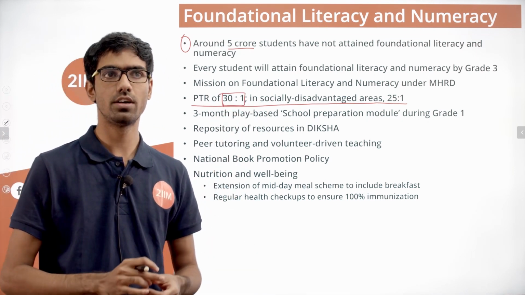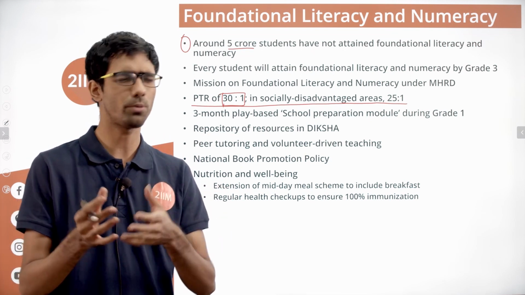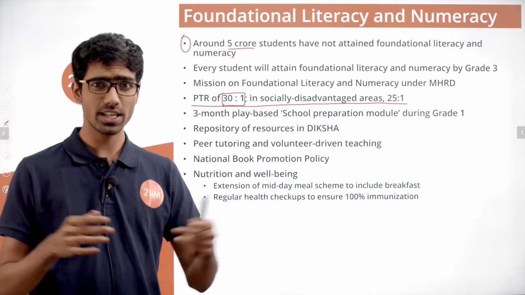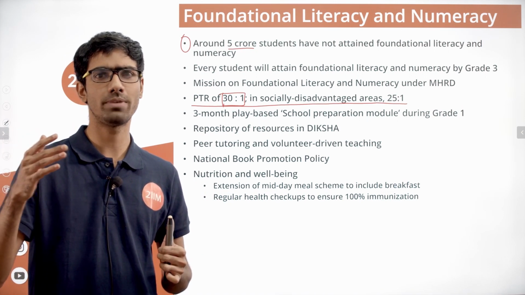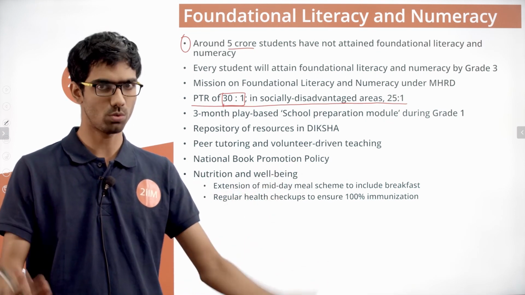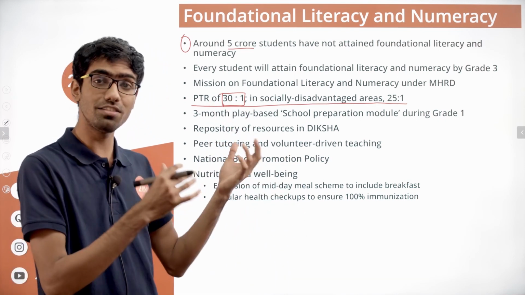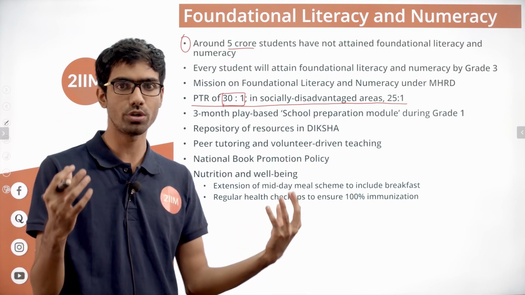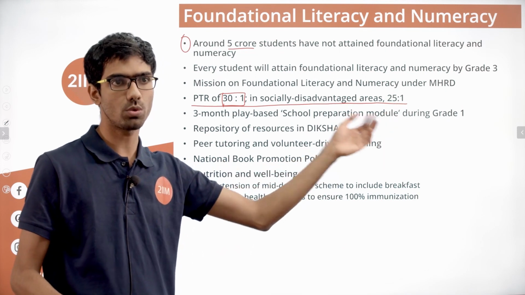For a comparison, the European Union has a PTR ratio of around 14.7 or 14.6 according to a 2017 statistic, and there are upper and lower ranges within the EU countries itself. Greece and Luxembourg, if I'm right, have around 9:1 ratio, and there are countries like France which have a ratio of 19 or 20:1. So their upper end itself is like 19 or 20:1, whereas our target itself is 30:1. So that explains the number of students and the huge population that we are going to target in terms of this policy. So in socially disadvantaged areas, it should ideally be 25:1 is what the policy says.